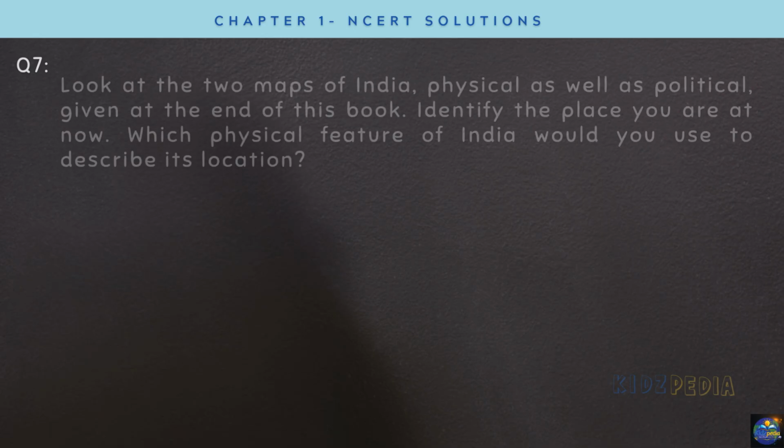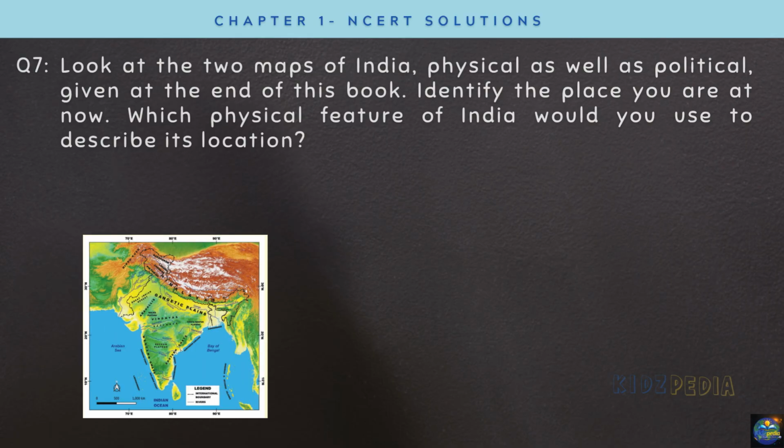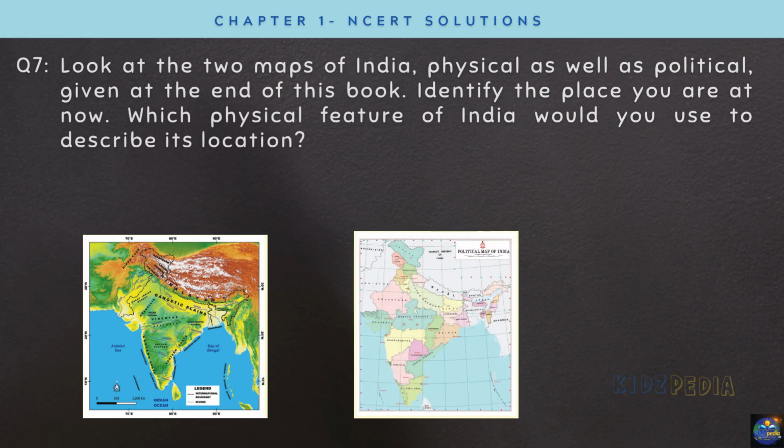Seventh question. Look at the two maps of India, physical as well as political, given at the end of this book. Identify the place you are at now. Which physical feature of India would you use to describe its location? So you need to look at both the physical and political maps of India and find your current location. Then you need to identify which physical feature it belongs to. For example, whether it is in the plains, plateau, desert, mountains or coastal region.